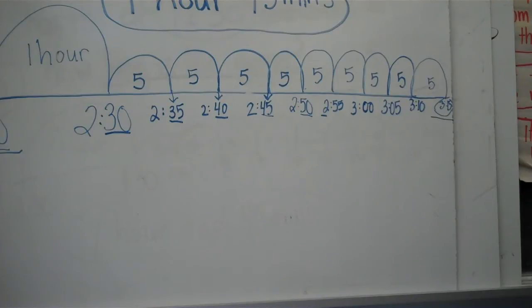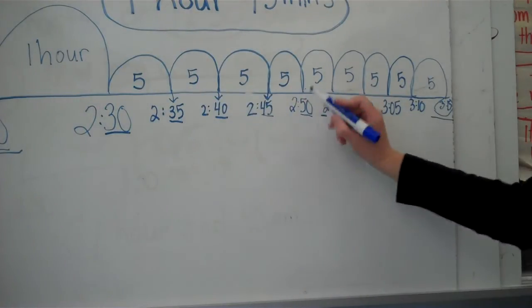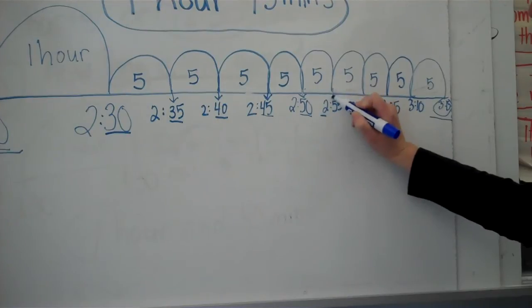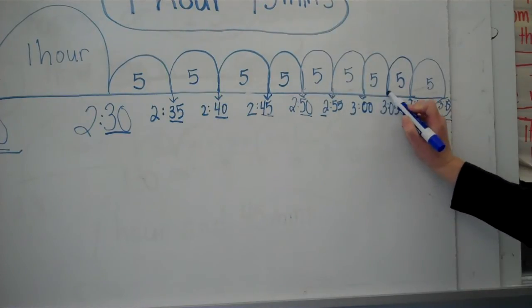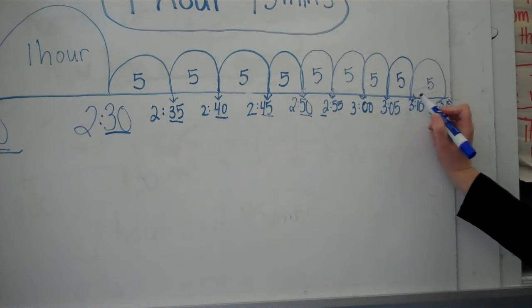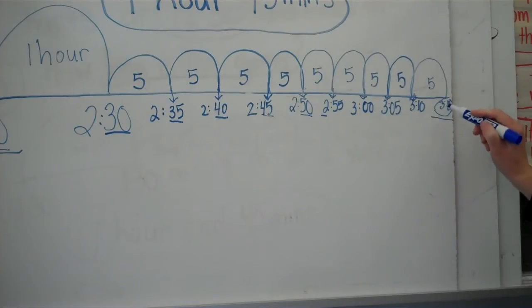Double check your number line and make sure that you have your numbers lined up right to where those humps come down. That way you're not mixing it up. Okay, and your last hump should be at 3:15.